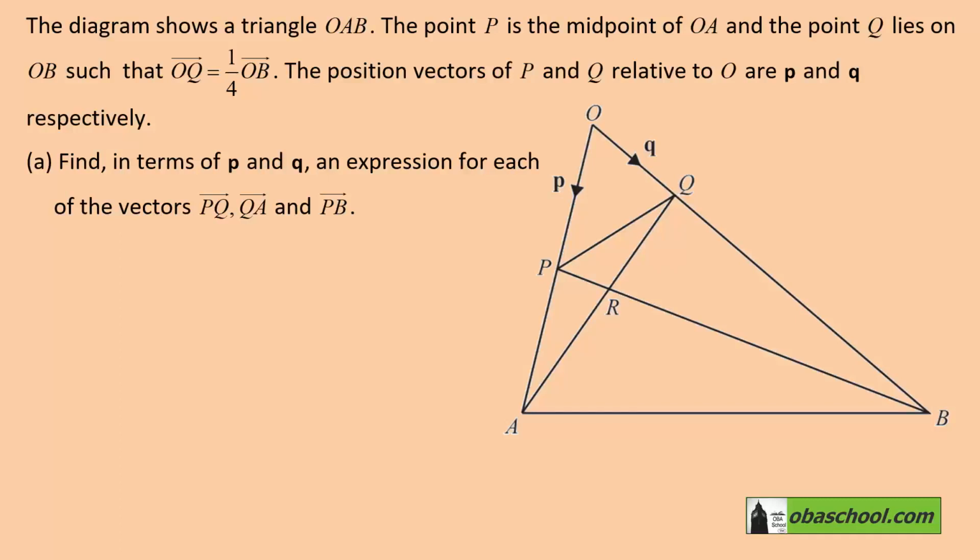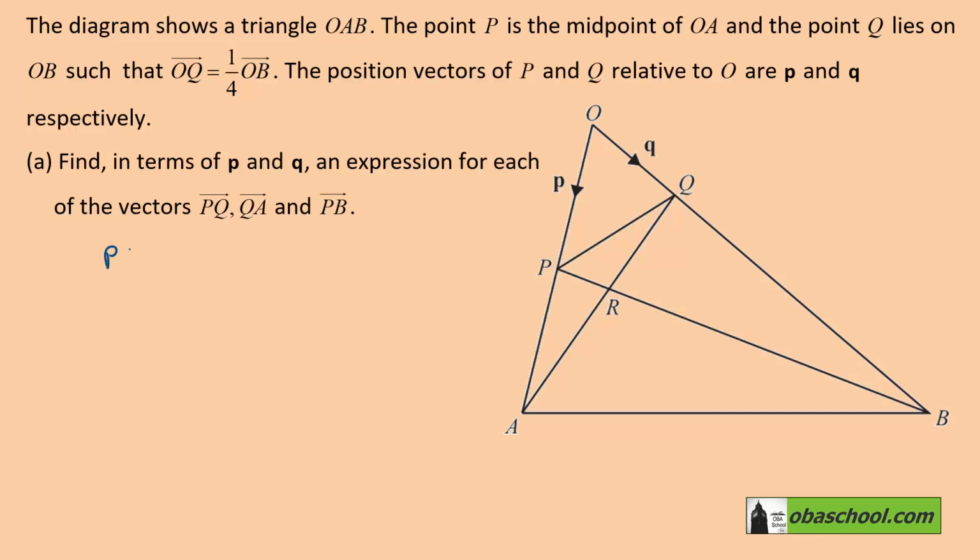The diagram shows a triangle OAB. The point P is the midpoint of OA, and the point Q lies on OB, such that OQ is a quarter of the distance from O to B. The position vectors of P and Q relative to O are p and q, so that's the vectors p and q defined there. p is OP and q is OQ. Find in terms of p and q an expression for each of the vectors.